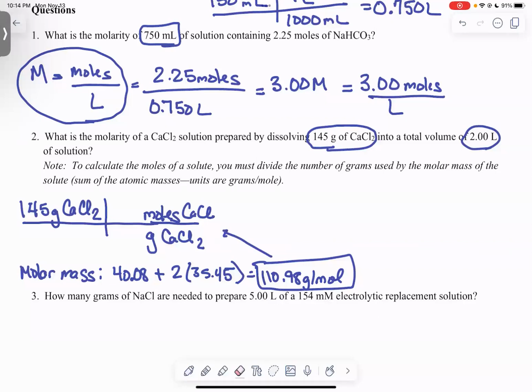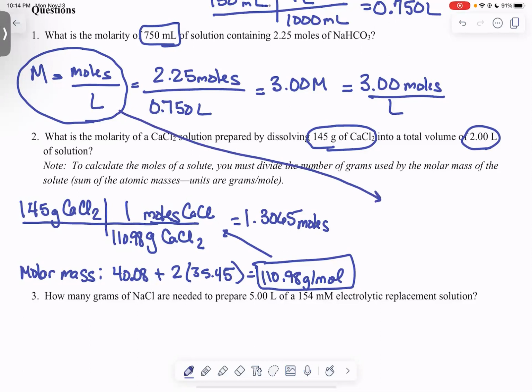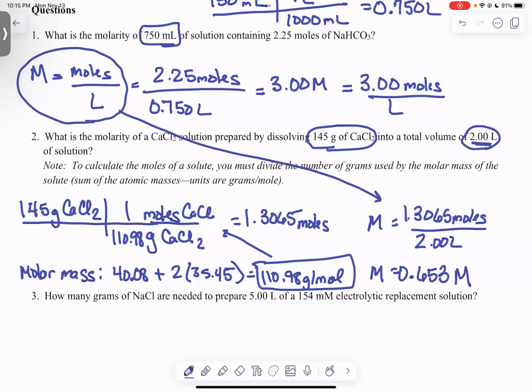And so all I do is I take this and plug it in up here. So I have 110.98 grams in 1 mole of CaCl2, and this will give me moles. So I get 1.3065 moles. I'm not going to give sig figs until the end. Then I go back to my formula up here and just plug it in. Molarity is equal to moles, I have 1.3065 moles per liter, but how many liters do I have? I have 2 liters. So my molarity is equal to 0.653, and you could say moles per liter, or you could just do the big M. Either one is fine.